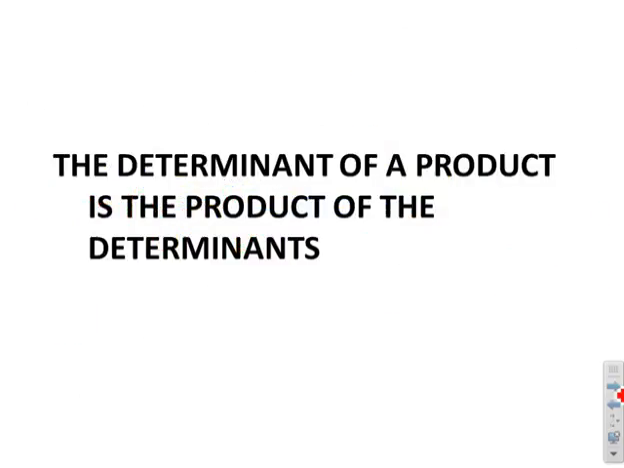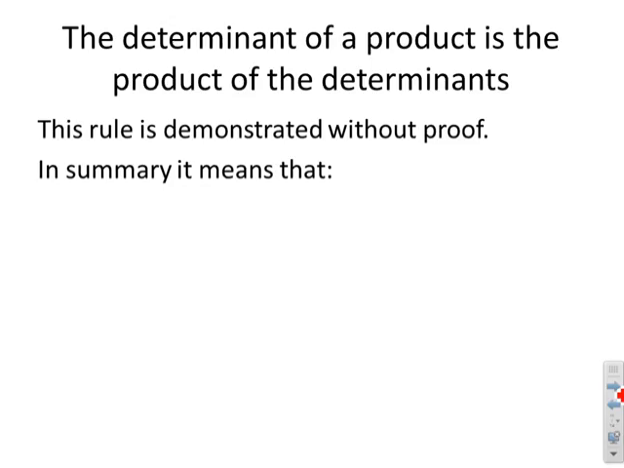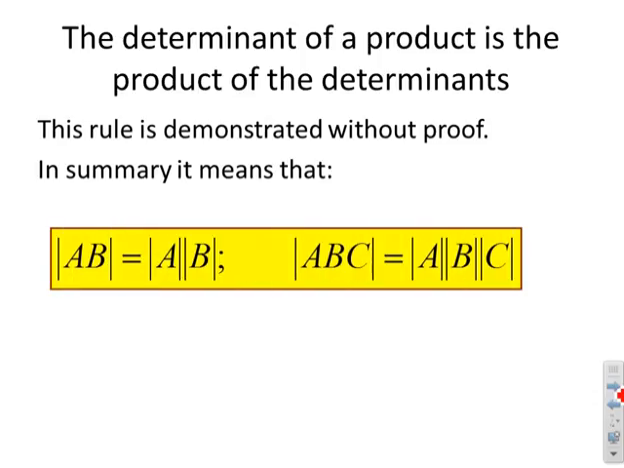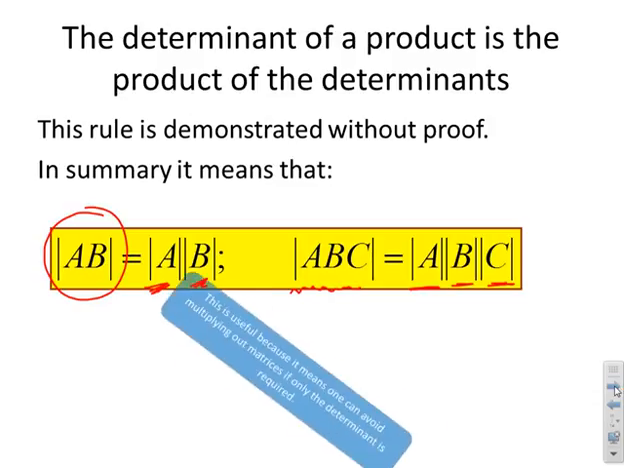So the determinant of a product is the product of the determinants. Now you might not use this one a lot, but it's a very useful rule. I'm not going to prove this one, but in summary it means this: if you want the determinant of AB, you can do the determinant of A multiplied by the determinant of B. Or similarly, if you want the determinant of ABC, you can do determinant A times determinant B times determinant C. And often you will find a determinant calculation is much easier and much more efficient than a matrix multiplication. So if you can avoid matrix multiplication, then why not?